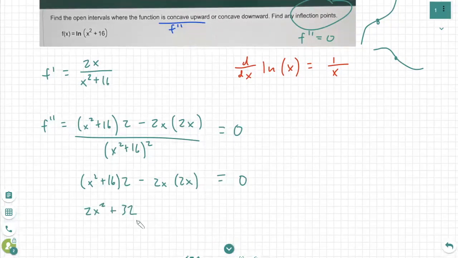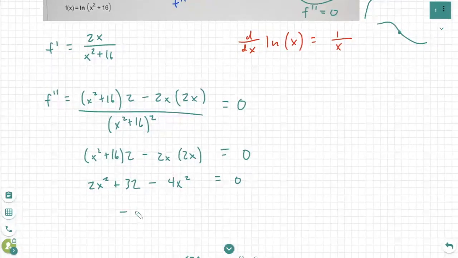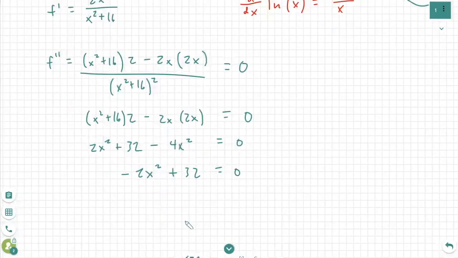Negative 4x squared. Okay, or do you just combine those? Yeah. Oh, and it's negative 2x squared. Okay, so it's negative 2x squared plus 32. What's next? You can factor it: negative 2 times (x plus 4) times (x minus 4). Yeah, factor out -2, you get x squared minus 16, which is (x plus 4)(x minus 4).